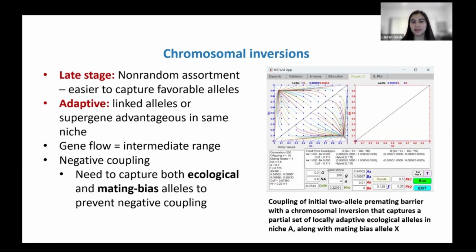There is a gene flow intermediate range: when gene flow is too high, you can't capture locally adaptive alleles, and when gene flow is too low, there's not enough hybrid loss. We do have this issue of negative coupling, where if you capture only ecological adaptive alleles, this decreases ecological selection against hybrids necessary for pre-mating reproductive isolation. So you do need to capture both ecological and mating bias alleles in order to prevent this negative coupling. And here I just included another example from our results section of a two-allele premating barrier with chromosomal inversion.